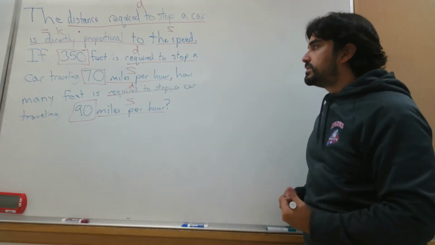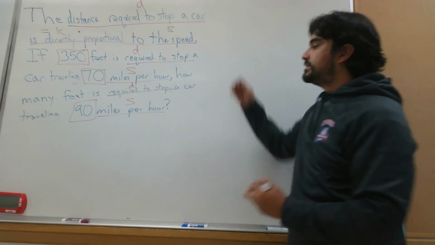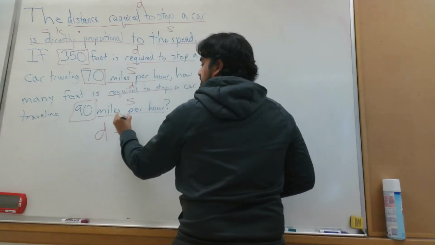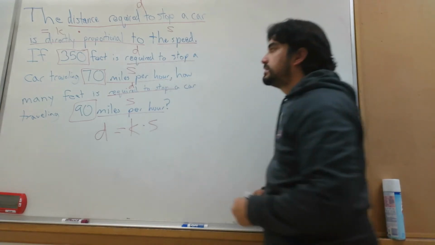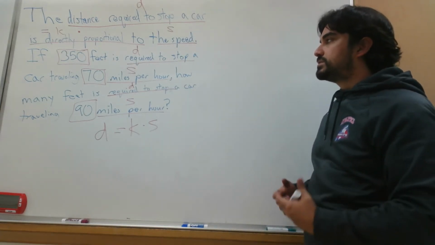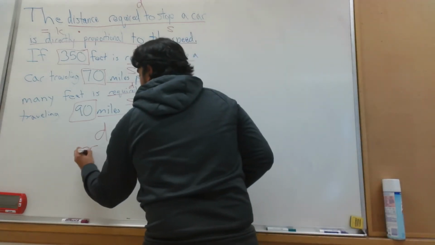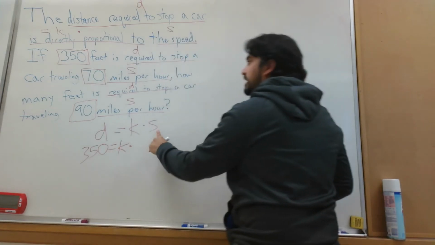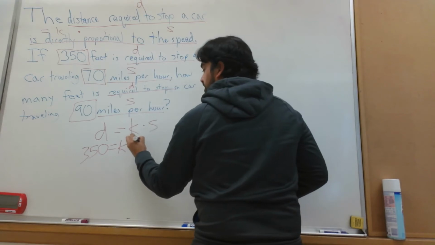So what we're going to do first is set up the equation. We know D is equal to K times S. Now, if 350 feet is required to stop, 350 feet is my D value, equals K times S. S is going to be miles per hour, so that's 70.